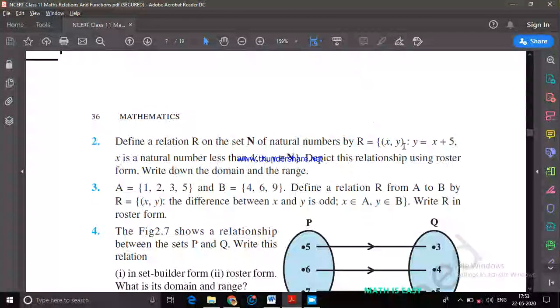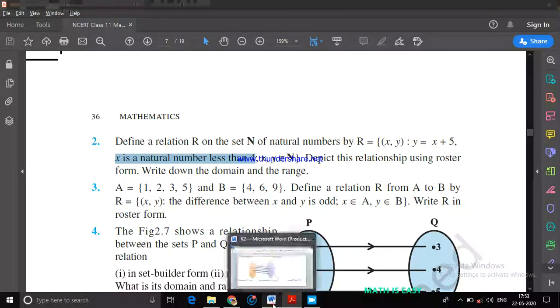Here also (x, y) such that y equals x plus 5. This is the relation, y equals x plus 5. X is a natural number less than 4. If x is a natural number less than 4, what are the possible values of x? 1, 2, 3. Right? So if it is 1, 2, 3, what are the corresponding values of y? If x is 1, y is 6. If x is 2, y is 7. If x is 3, y is 8.